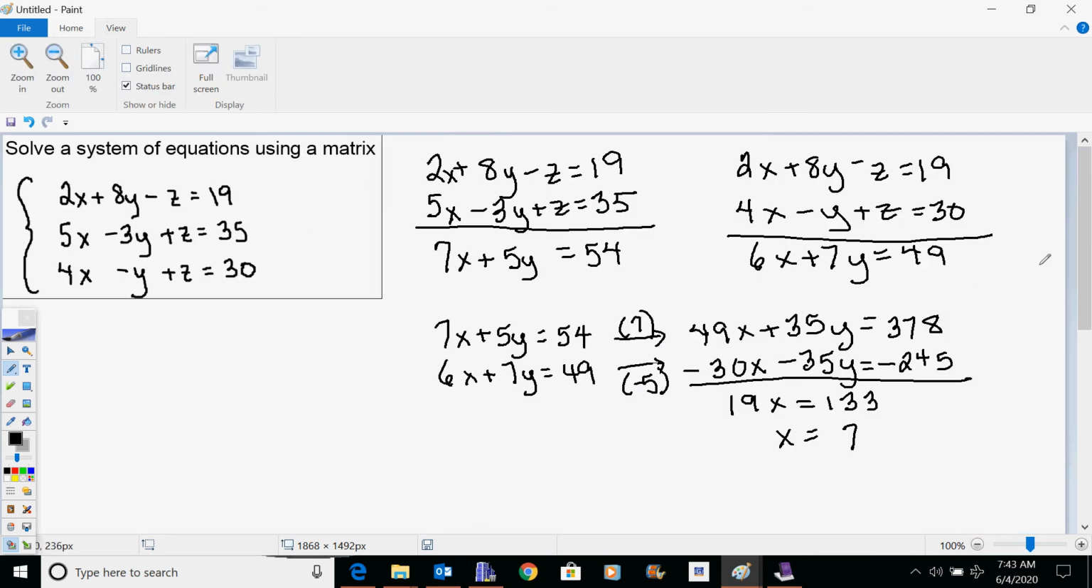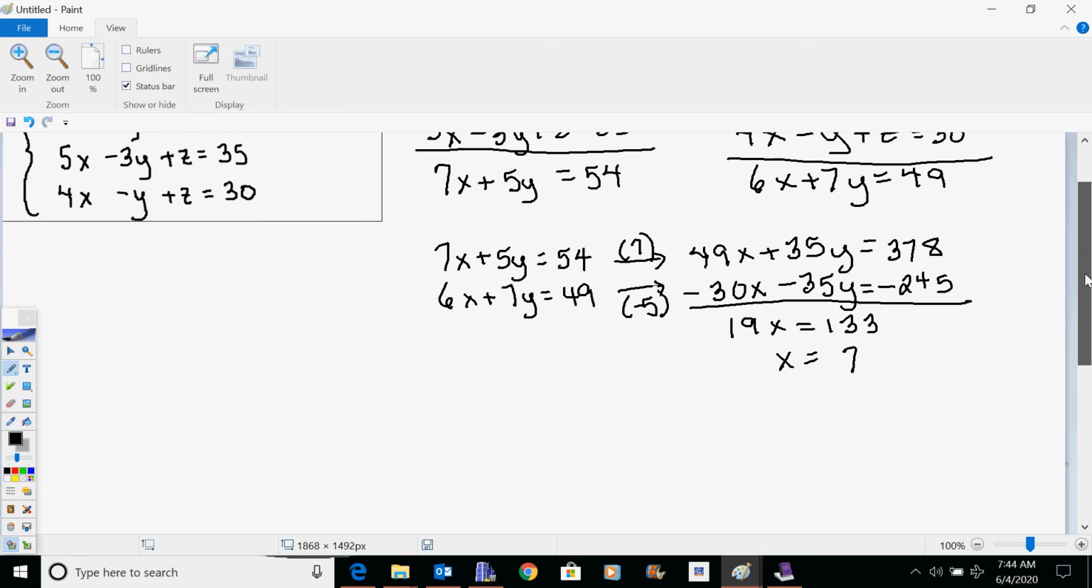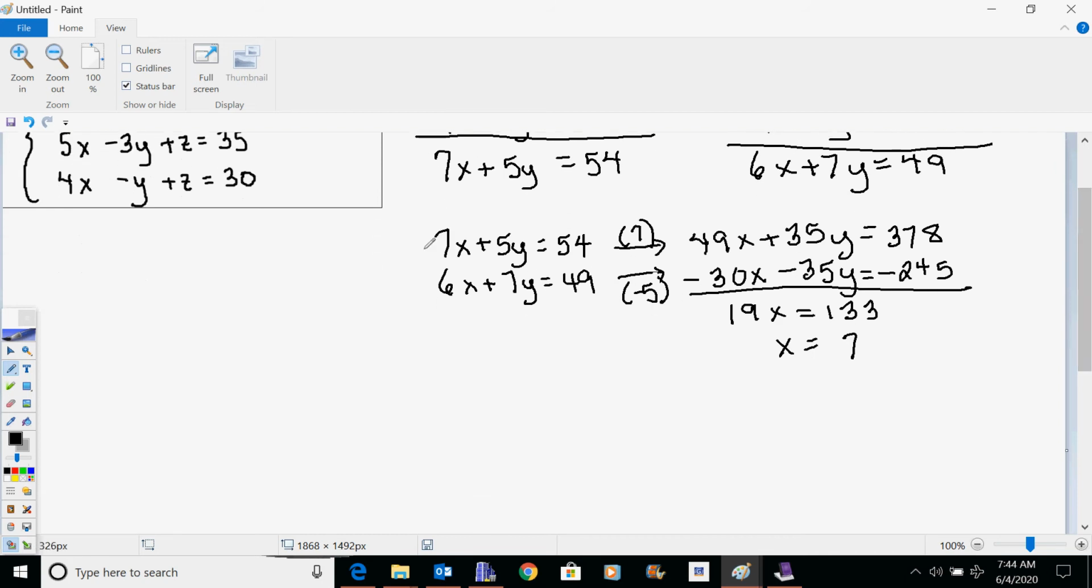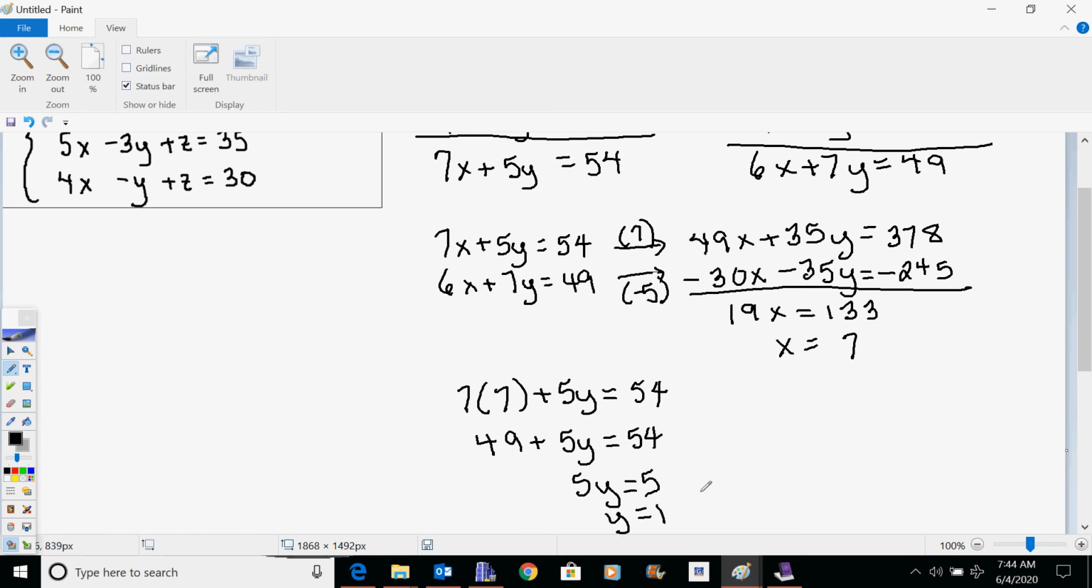Okay, so then in order to find another value, you take that 7 and you plug it into one of the equations. It doesn't even matter which one. I'll just pick this one. 7 times 7 plus 5y equals 54. So 49 plus 5y equals 54, and take away 49, so 5y equals 5. That gives you your y equals 1.